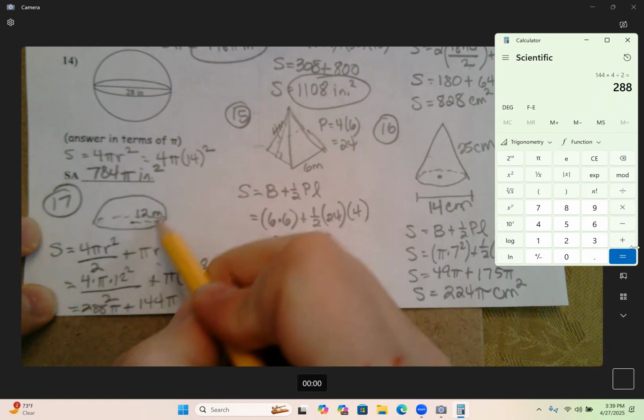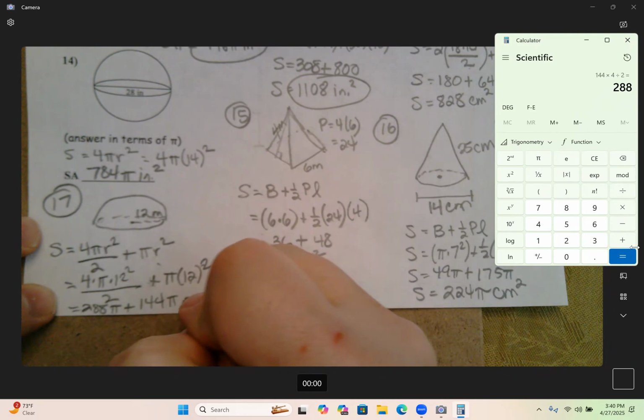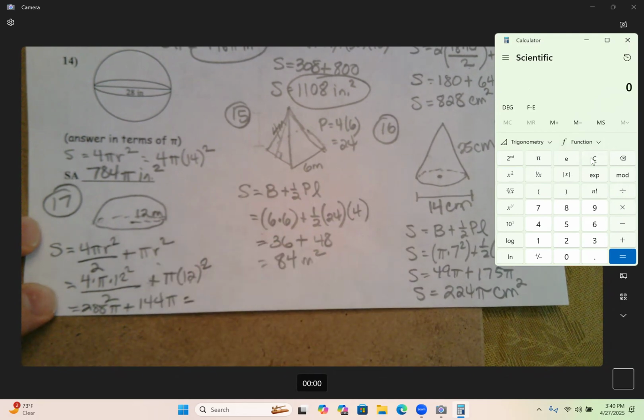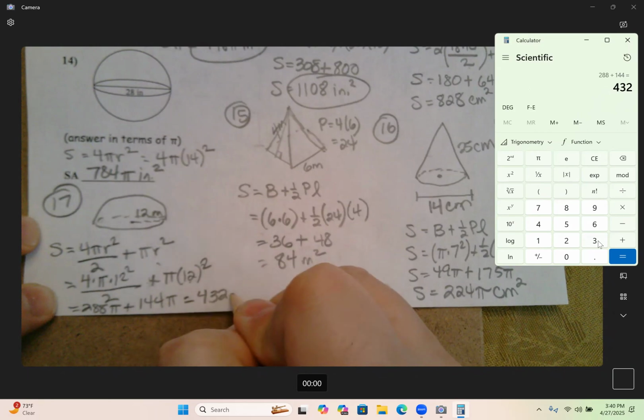So the dome part is 288 pi. The circular base is 144 pi. So the total surface area of this igloo-like figure, which is a hemisphere including its base, would be 288 plus 144. So this would be 432 pi, and this is in meters squared.